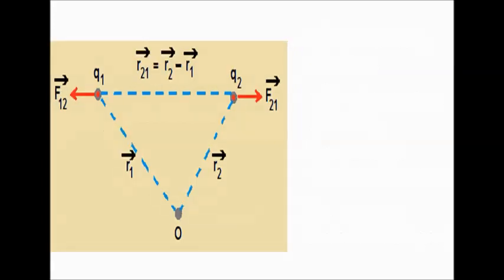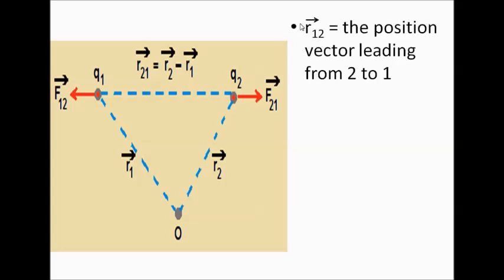Now another vector, R12. Vector R12 is the position vector leading from 2 to 1. That is the position vector acting in this direction. The position vector leading from 2 to 1 is represented as R12, and R12 we can write as vector R1 minus vector R2.